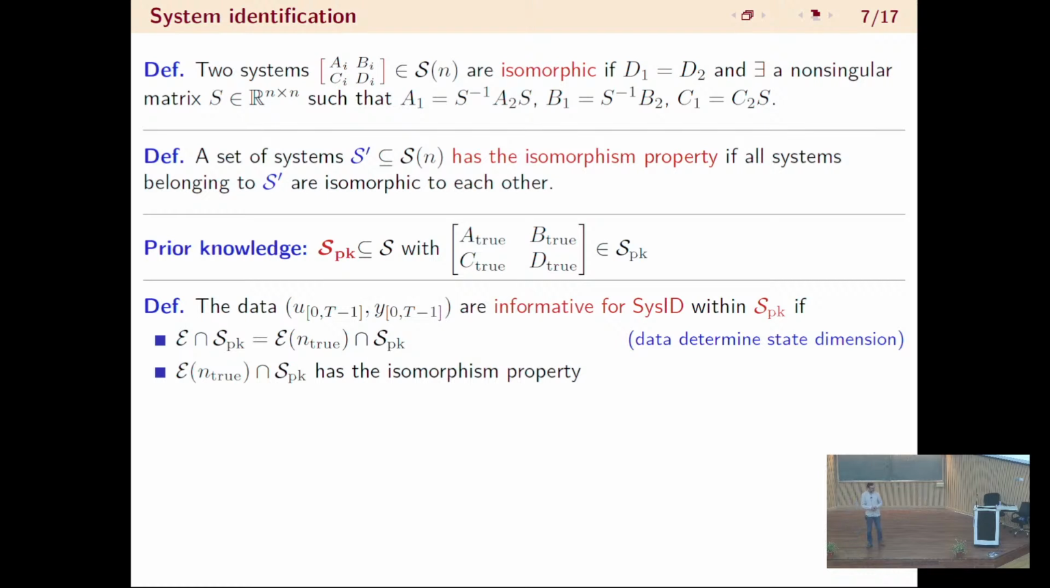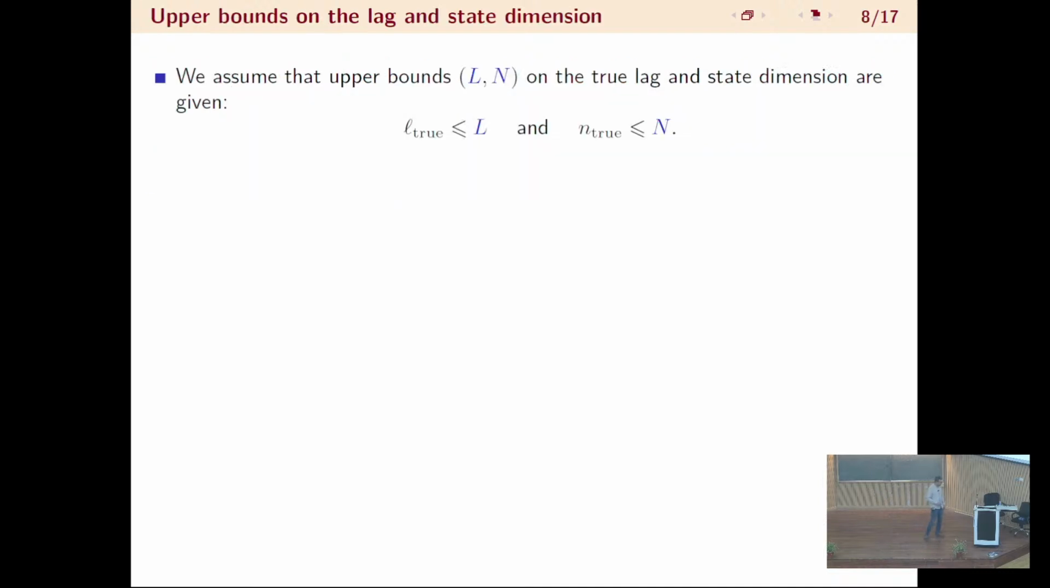Yeah, true, you can, but you cannot identify anyway. But we have a general definition. I didn't specify what SPK I'm going to work with. And here I specify SPK. So I'm going to assume that I know upper bounds on the true lag, which is given by capital L, and the true state space dimension, which is given by capital N. So these are a priori known. At least one of them needs to be known, otherwise it is impossible.